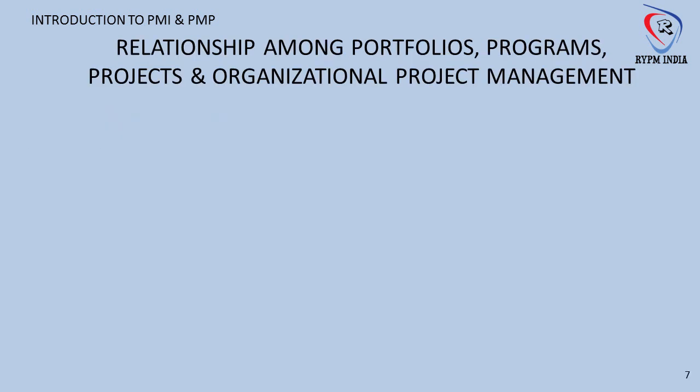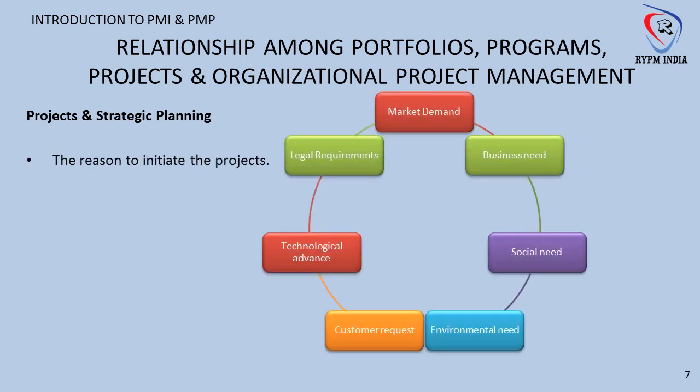Always there is a reason to initiate a project. A project, therefore, can be initiated against a market demand. For example, there is a market demand for solar bikes as fuel prices are increasing day by day. Business need means that an organization needs to launch a project for DTH services. Social need means a project to be initiated to increase the literacy level in the country or state.